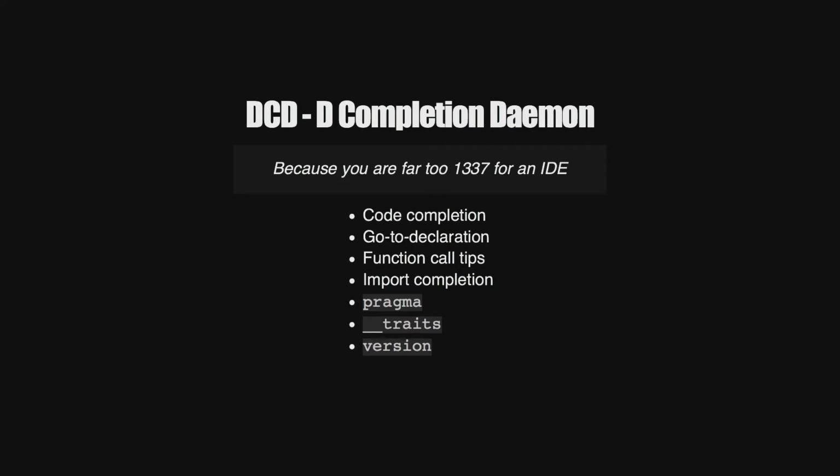Next is DCD, because you're far too late for an IDE. I know I am. So it provides these things: code completion, go to declaration, function call tips when you enter left parentheses, import completion. It has the list of predefined traits, versions, pragmas, and so on. So it will give you autocomplete on that stuff.